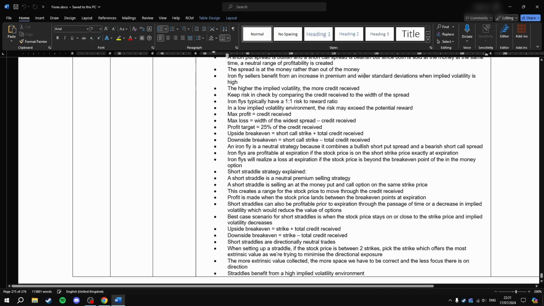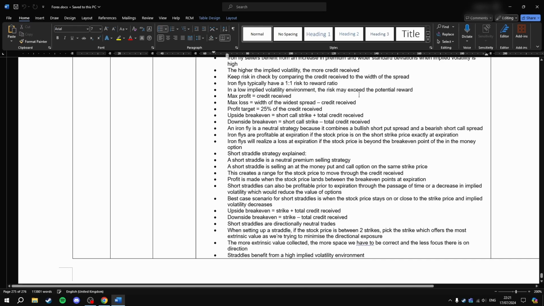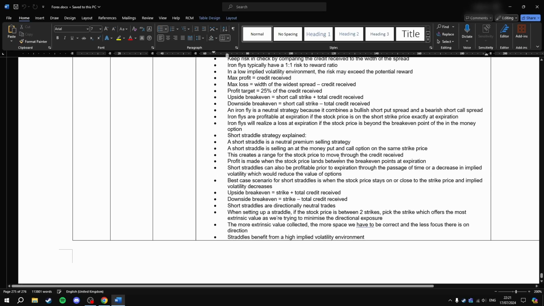Iron fly sellers benefit from an increase in premium and wider standard deviations when implied volatility is high. The higher the implied volatility, the more credit received. Keep risk in check by comparing the credit received to the width of the spread. Iron flies typically have a 1-to-1 risk to reward ratio. In a low implied volatility environment, the risk may exceed the potential reward.